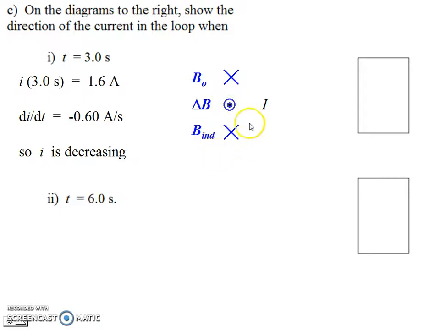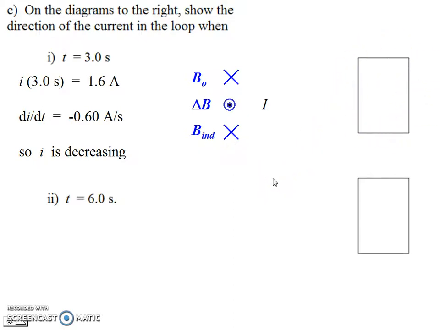It's going to try to put the field back into the page. And now we've got to figure out the direction of the current that would produce this induced field. So which right-hand rule is this? This is the shortcut. We want a field that points into the page. We've got to figure out whether it's going to go around clockwise or counterclockwise.